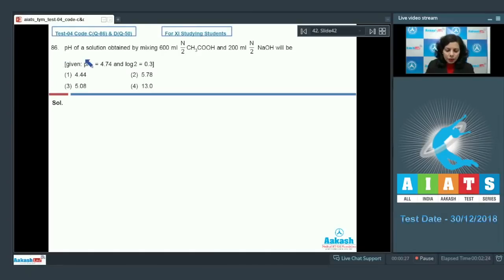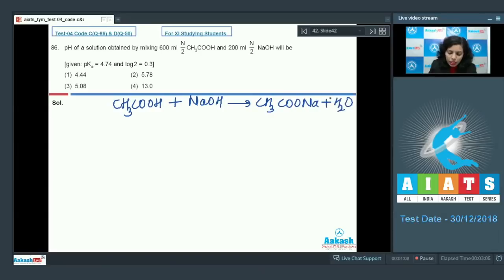Now question number 86. The pH of a solution obtained by mixing 600 ml N/2 acetic acid and 200 ml N/2 NaOH will be. If these two are mixed, there's the possibility of the formation of a buffer. Now, when this acetic acid is mixed with NaOH, a weak acid is mixed with a strong base, so there's the formation of a salt of these two. Sodium acetate would be formed.